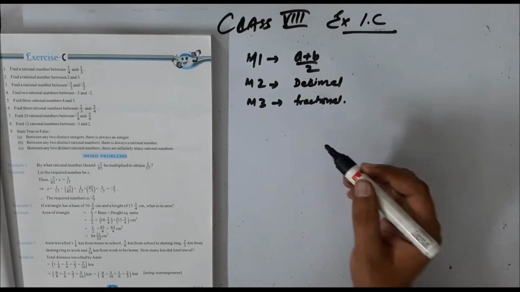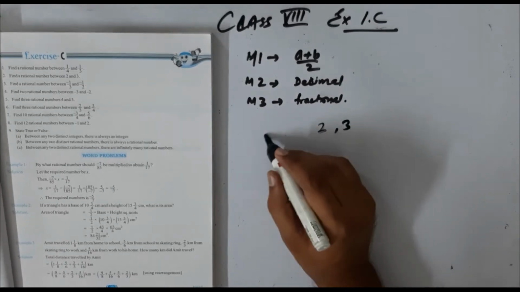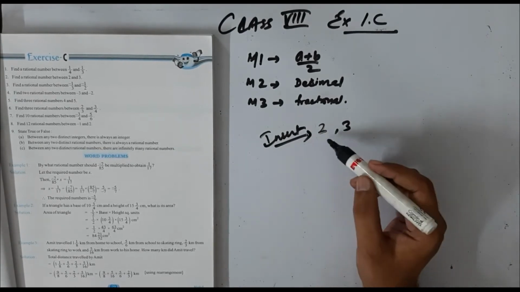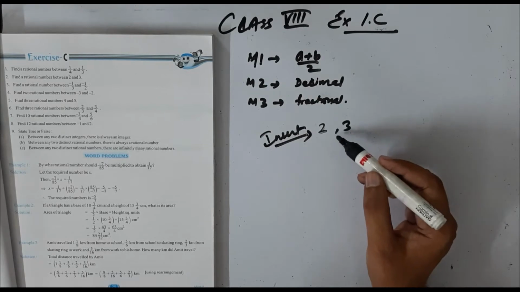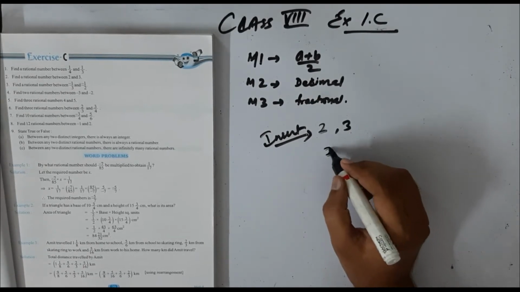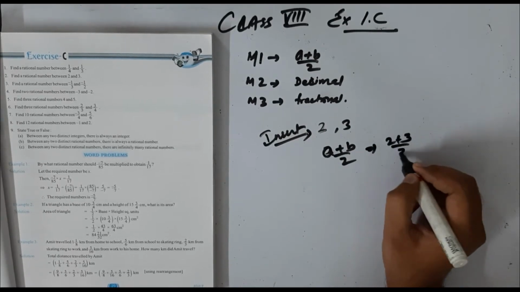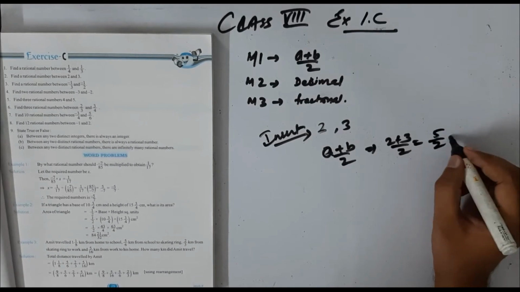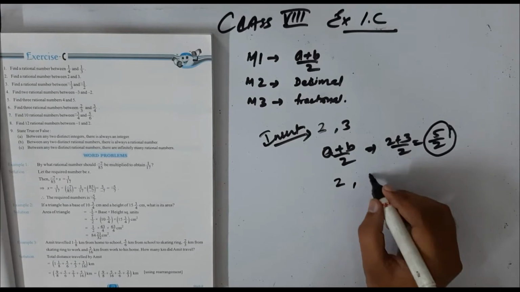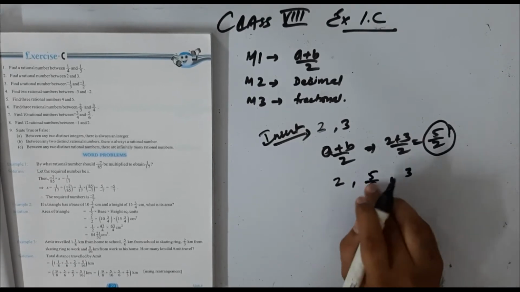Let's see method number one. What does it say? Suppose you have to insert a rational number between 2 and 3. So suppose this is A, this is B. Method number 1 says you have to insert one rational number, then you can try this: (A plus B) upon 2. That is (2 plus 3) upon 2, which gives you 5 upon 2. So 5 upon 2 will be the rational number between 2 and 3. So you have to write this between 2 and 3.